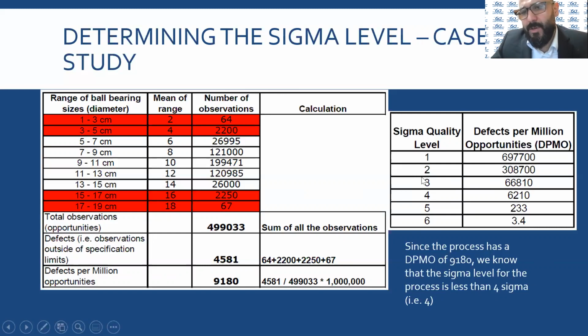Now somebody will say, okay, well, 9,000 is close to 4. Yes, it is almost close to 4 sigma, but we cannot consider it as a 4 sigma level. Therefore, we say it's operating at a level of less than 4 sigma. In this case, you identified it. So this is how you identify the Six Sigma level and the process capability.